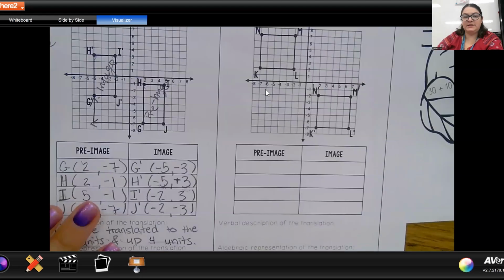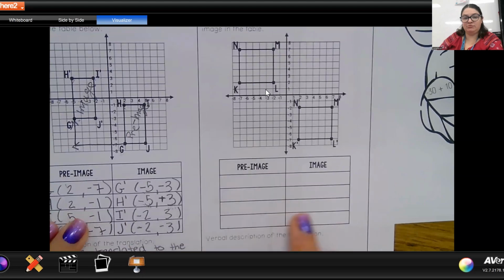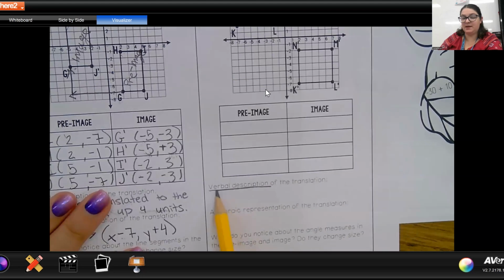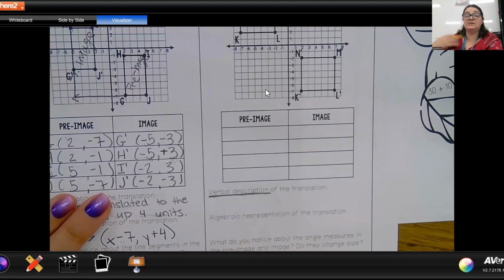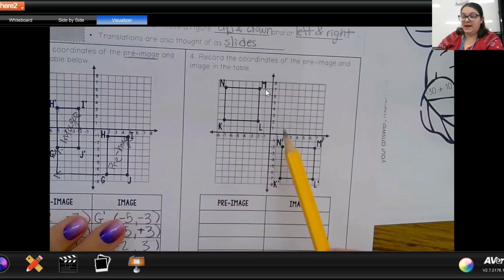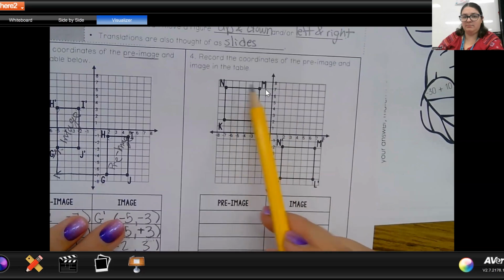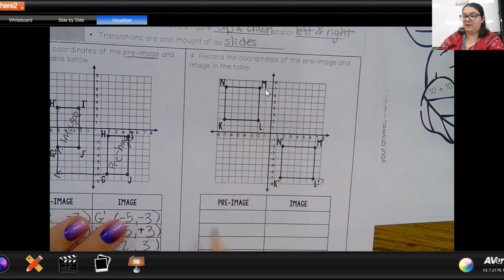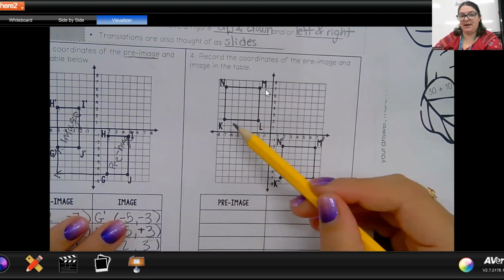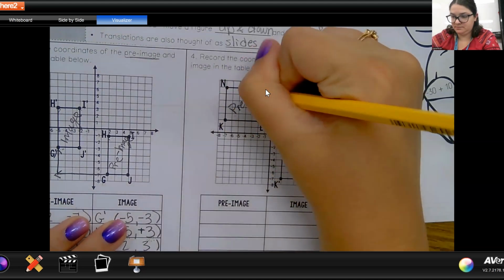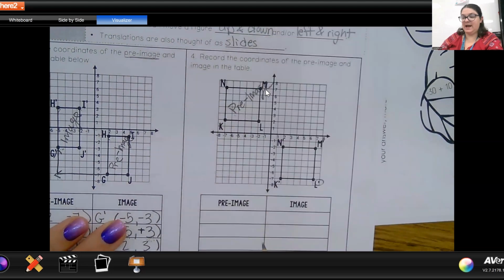So if I go back over to this one, I'm not going to fill out this right now. I'm just going to focus on this verbal description because that's a big thing that we're going to focus on in this unit: verbally describing what happened to these shapes. So notice I have L, K, N, M and L prime, K prime, N prime, M prime. These have the little prime symbol there. So if I want to see how it translated, I'm looking at my pre-image and seeing how it moved to here.